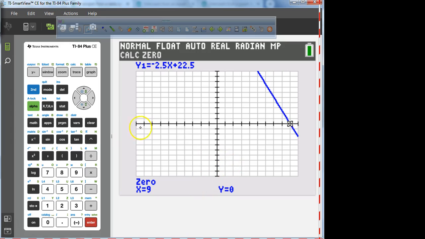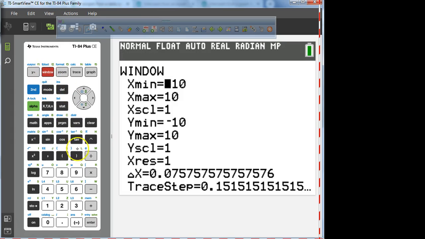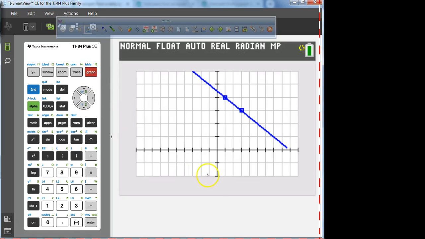Okay? If I wanted to find my y-intercept, I'd have to change my window and look up a lot higher. All right? So I'm going to put my y-maximum way up at 30, but I'm going to change my y-scale to 5 just to make it a little easier. Okay? Hey, and there we go.